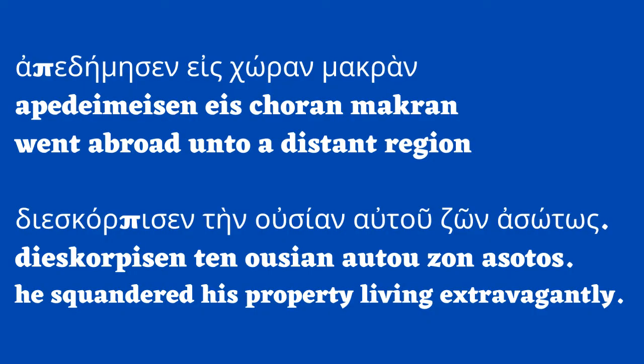There are two key things that we need to look at in this verse. Let's look at the first phrase in Koine, apodemesen eis koran makron. He went abroad unto a distant country. The word here, apodemesen, is critically important for us. It's an aorist verb. It comes from apodemeo.